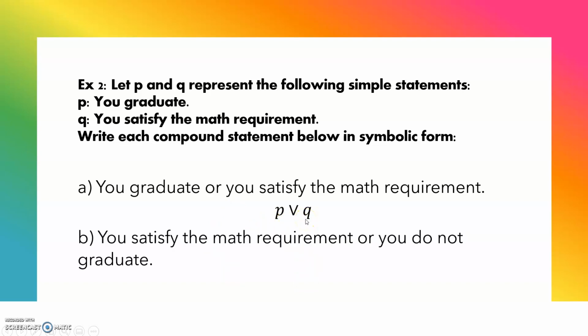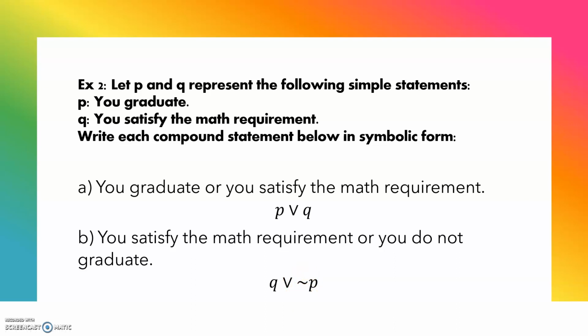The second statement is you satisfy the math requirement or you do not graduate. Sounds familiar? Got to pass that math class in order to graduate. You satisfy the math requirement is Q. Or is the V symbol, and then you do not graduate would be the opposite of P. So that would be Q or not P in symbolic form. Remember, this little wiggly line is the negation of, which means the opposite.